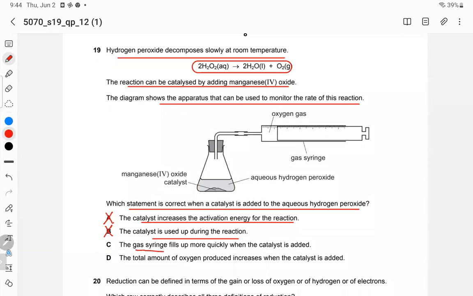Very good. The gas syringe fills up more quickly when the catalyst is added. Is this statement correct? Yes, sir. Yes, it is correct because the catalyst speeds up the reaction. So if it speeds up the reaction, the gas will be collected more quickly. So it means the D statement is wrong as well.